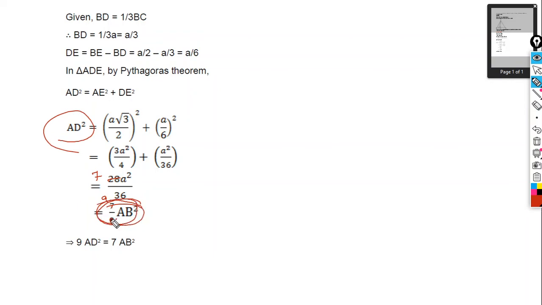Now you cross multiply, 9 will be multiplied here. So 9AD square equal to 7AB square.